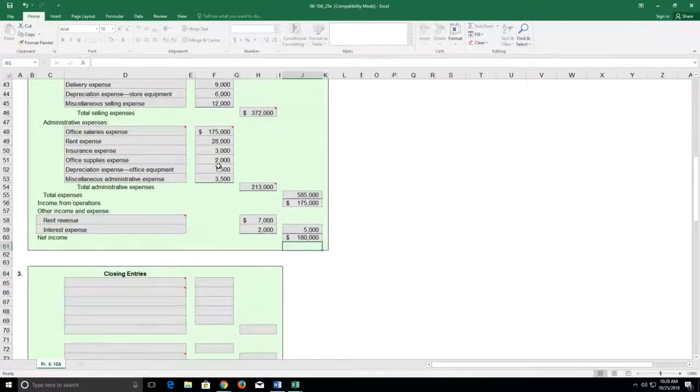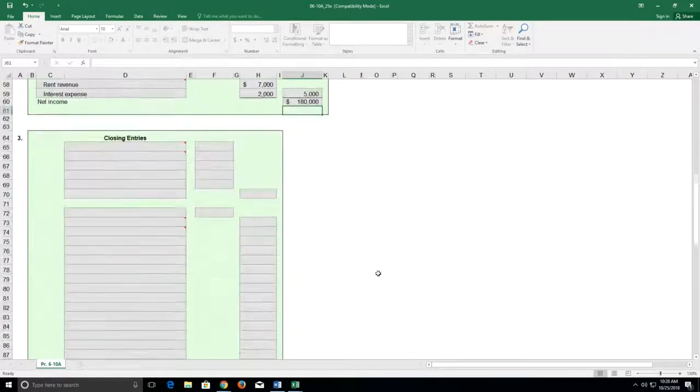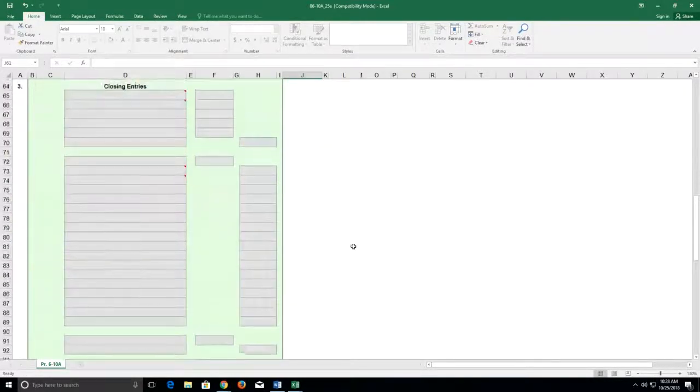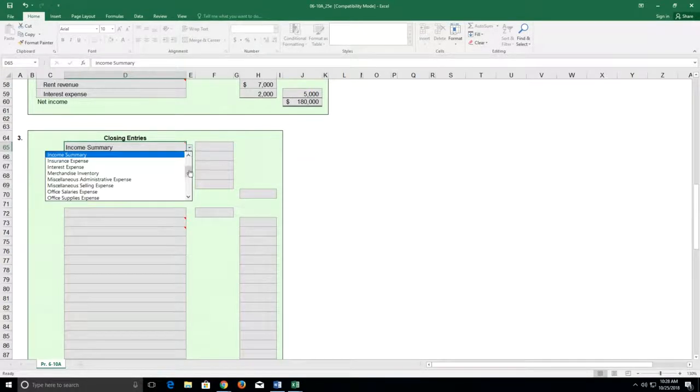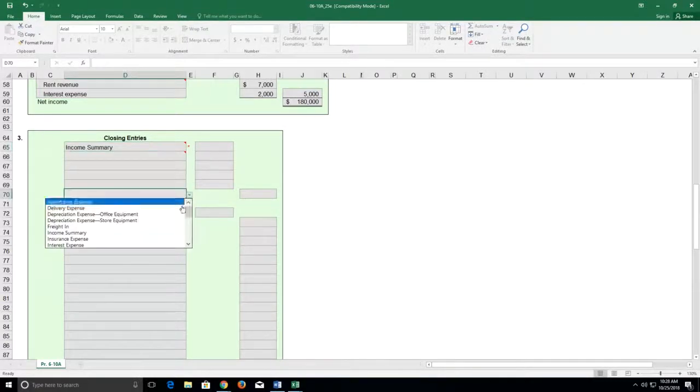Okay. The next part, they want us to do the closing entries. So the closing entries that we would do would include all of our expenses and all of our revenue. So we'll start out with our revenue. So we're going to close our revenue to the income summary with a debit to our revenue account. There's that asterisk. Yeah, that's what we're supposed to credit.